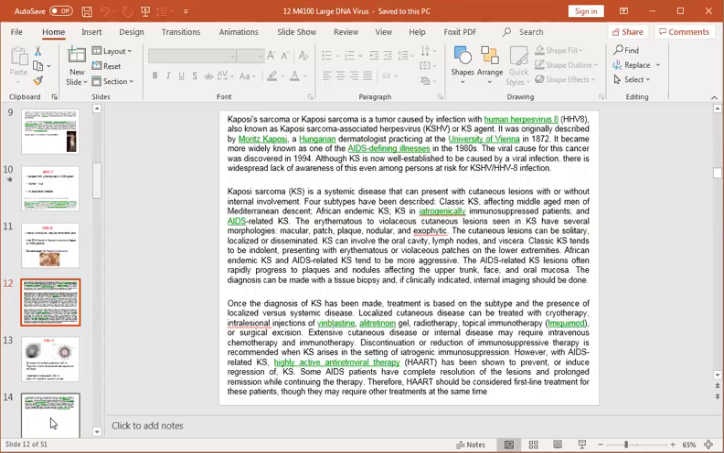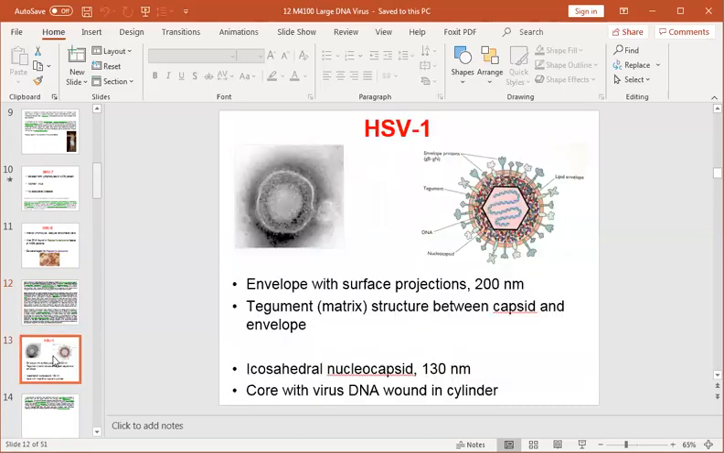A description of Kaposi sarcoma can be found on slide number 12. Moving to slide number 13, HSV1, human herpes virus number 1. Sorry, guys. It has an envelope, and this envelope has surface projections.